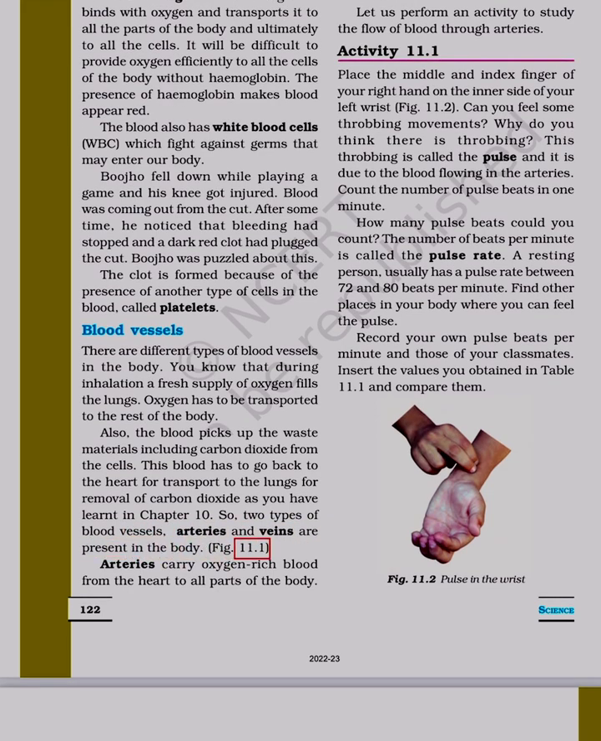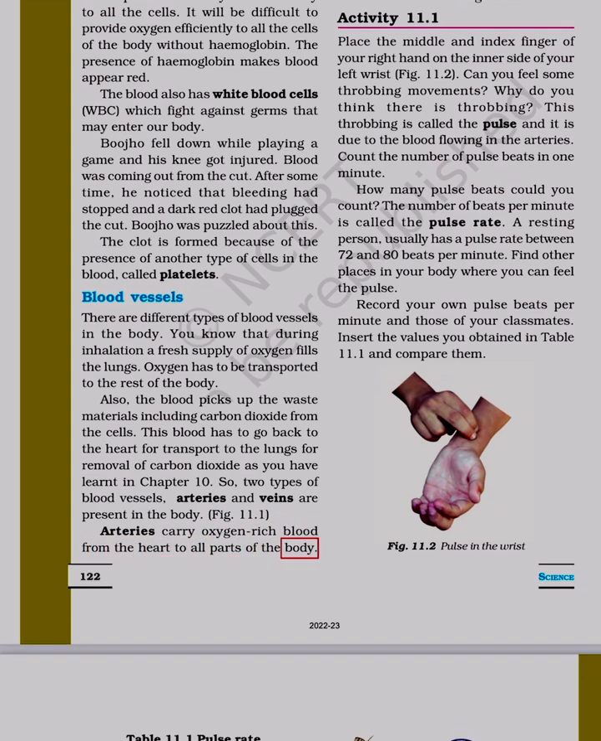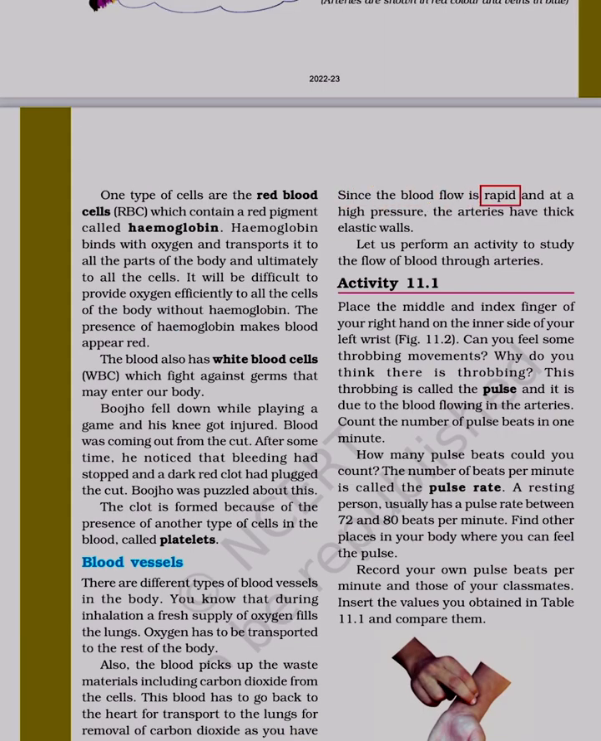Figure 11.1. Arteries carry oxygen-rich blood from the heart to all parts of the body. Since the blood flow is rapid and at a high pressure, the arteries have thick elastic walls. Let us perform an activity to study the flow of blood through arteries. Activity 11.1. Place the middle and index finger of your right hand on the inner side of your left wrist. Figure 11.2. Can you feel some throbbing movements?